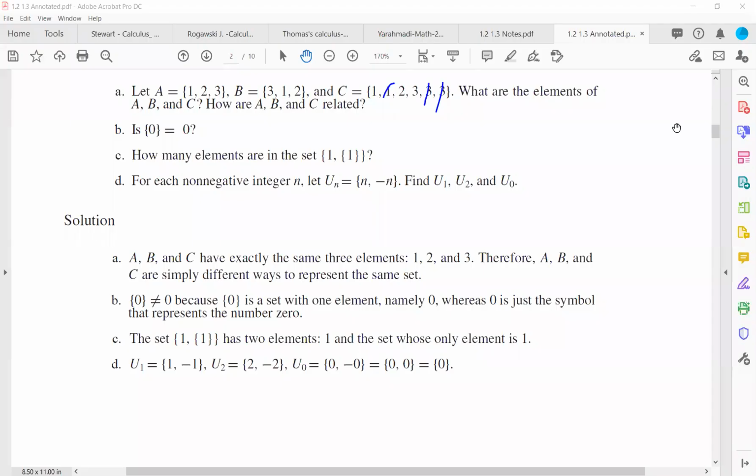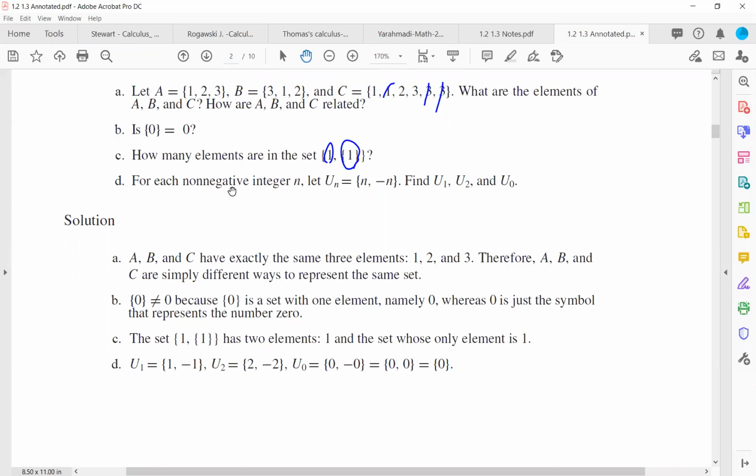Part C says how many elements are there. It means that you just need to circle all the members, all the elements. Okay, we have one element, which is 1. The second element is set including 1. So you have 2 elements in this set. One of them is an integer, the other one is just a set. So this set has 2 members.